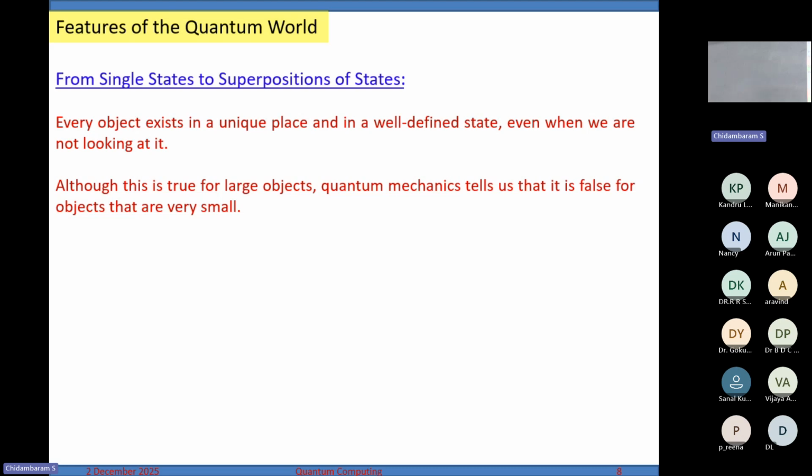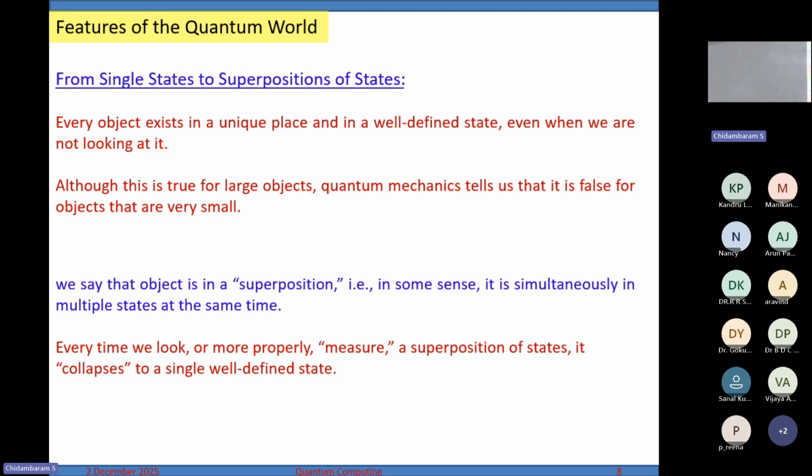So for that small thing, what was the technical terminology they said in the last 2 days? Subatomic level, right? Microscopic level. When we go to that level, objects will not be in a well-defined state. Rather, they will be doing some activity, right? And because of that, we are saying that we are moving from single state to the superposition of states, right? It is simultaneously being in multiple states at the same time.